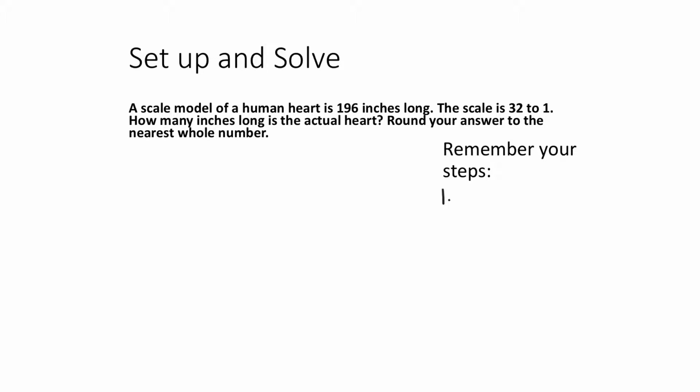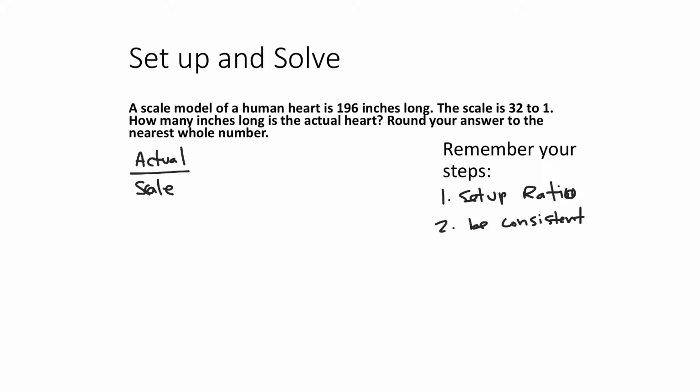So remember our steps. We need to set up a ratio. We need to be consistent. So we need to make sure that we have a plan. So the way that I can do this is I can say, well, we'll go with the actual divided by the scale. And so that will be the setup. So if we look at the scale model of a human heart is 196, that means we don't know what the actual is. And so we would say that that's x divided by 196. So that is the actual human heart versus the scale model of a human heart.